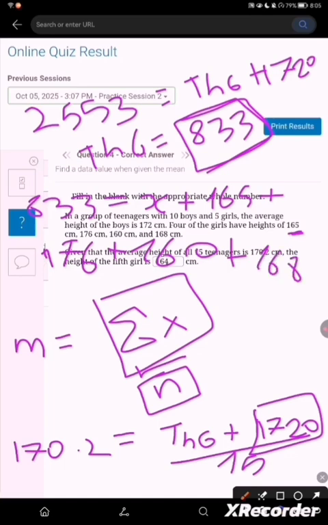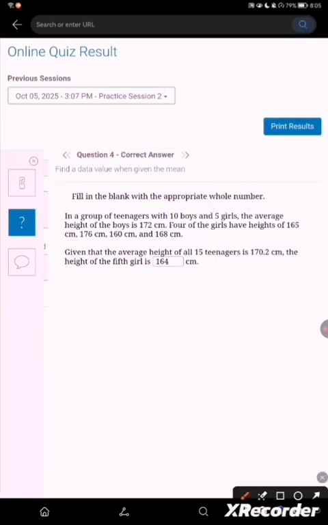168. Now just add 165, 176, 160, and 168. So 165 plus 176 plus 160 plus 168. You're going to get 669. So then your equation would be 833 is equal to x plus 669. So just simply do 833 minus 669, and you'll get an answer of 164, which is correct.